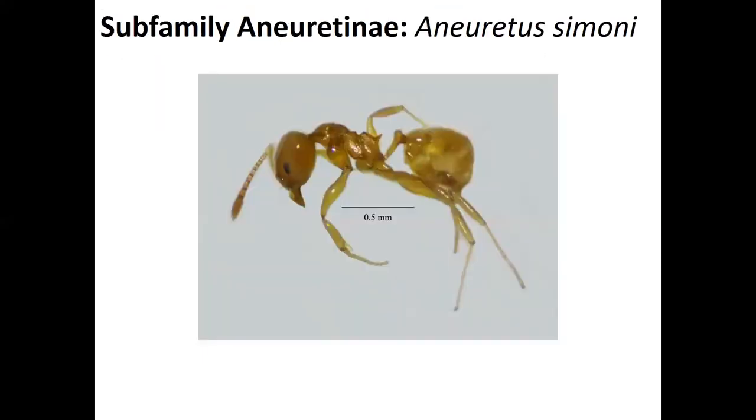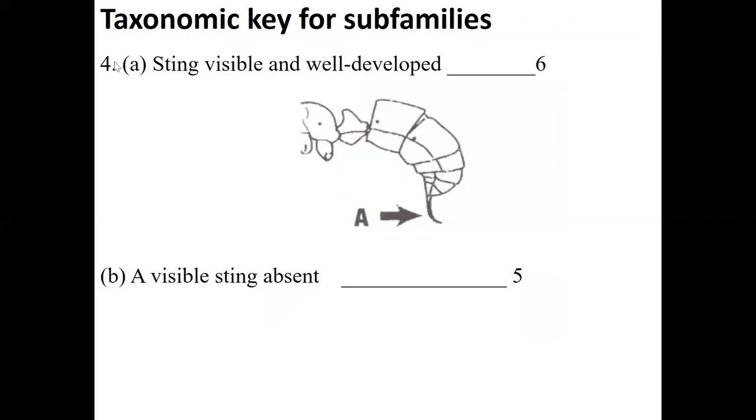Then I said go to number 4, which is mentioned here. Observe the sting here, right? Sting at the tip of the abdomen. Sting visible and well developed: then go to number 6. Visible sting absent. The sting may be present, but it can be retracted anyway. If the visible sting is absent, go to number 5.